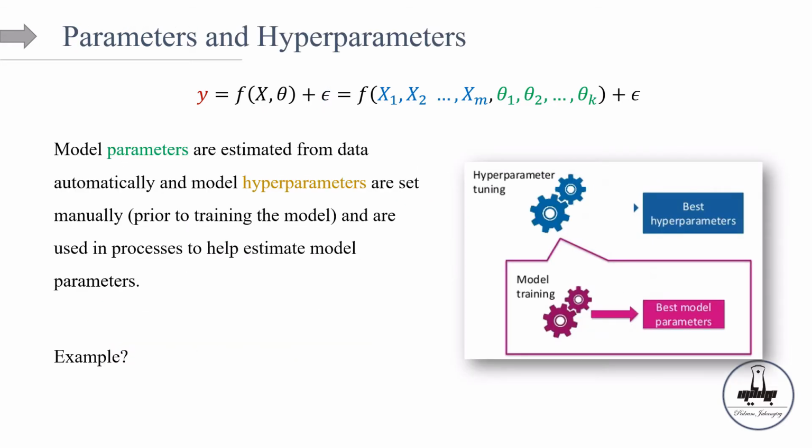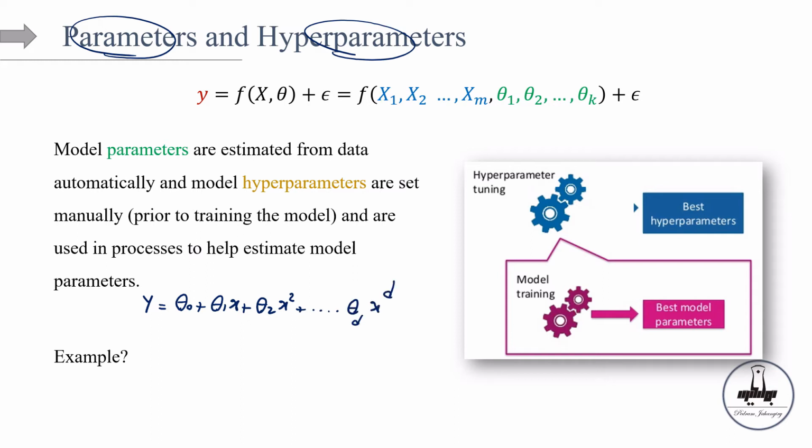Okay, what are the parameters and hyperparameters? Let me give you a very simple example that you should be familiar with, and then we can see what the parameters and hyperparameters are. Imagine I'm regressing y, and I'm using a very simple polynomial regression model. So there's a constant plus theta 1 x plus theta 2 x squared plus, let's say, theta d x to the power of d. And of course, adding some noise.